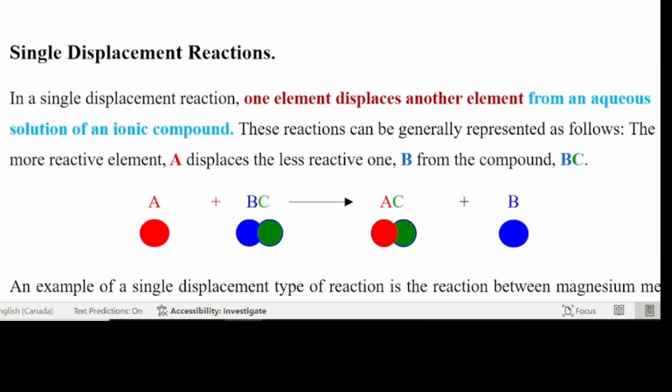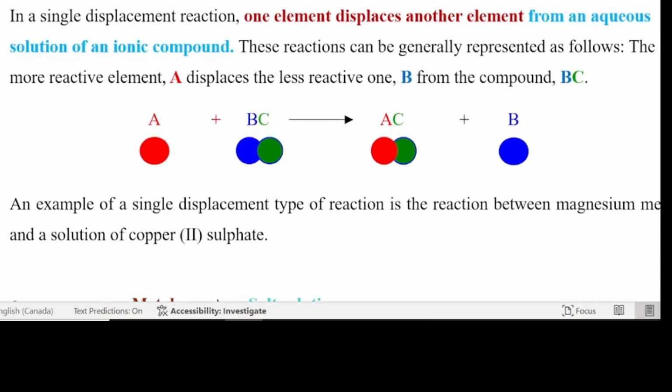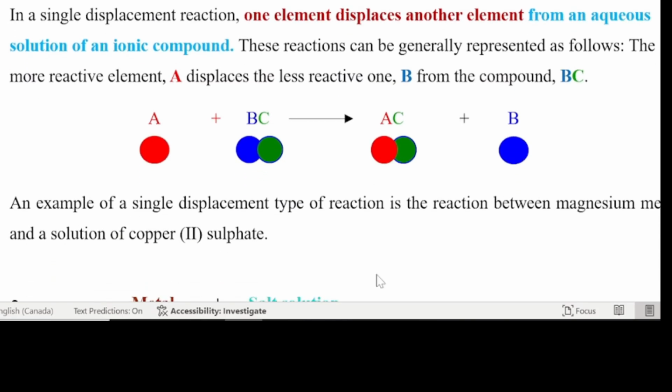Now we move to single displacement reaction. In a single displacement reaction, this is what is happening. Let's say this is an ionic compound, for example. Of course, an ionic compound has a metal and a non-metal. If you get a metal that's more reactive than this one here, it displaces that one there. So you end up with a new compound here. You have BC, now you end up with AC, and this guy gets displaced here.